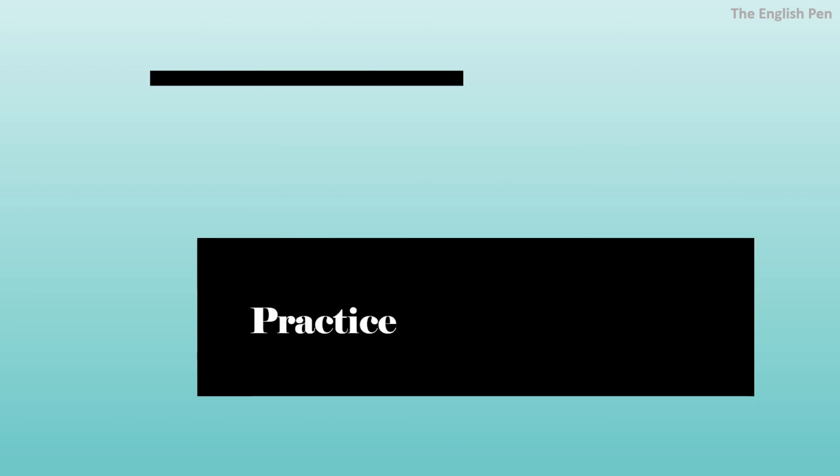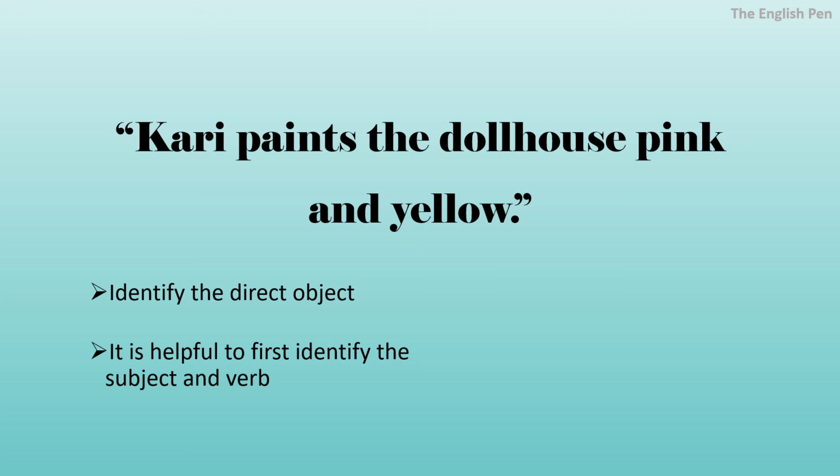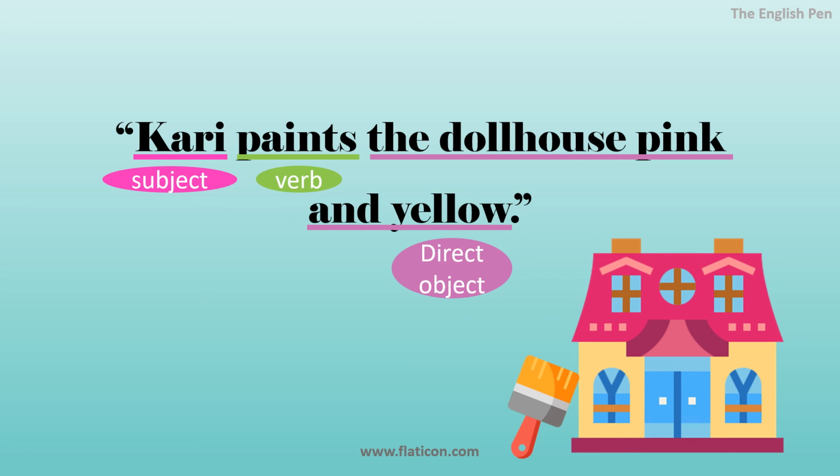Alright, so now for some practice. Kari paints the dollhouse pink and yellow. Identify the direct object in this sentence. It is helpful to first identify the subject and verb. Remember, the direct object can be more than one word. You can pause the video now. Kari is the subject, paints is the verb, and the rest of the sentence is the direct object of the verb paints.